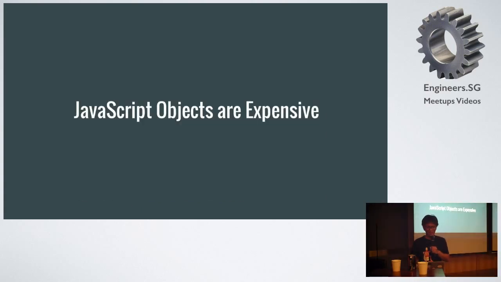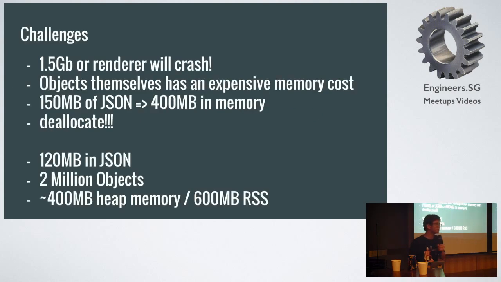So some other things that I learned: JavaScript objects are expensive. One thing you have to take note of is that an Electron process has to be kept under 1.5 gig of memory, otherwise it will crash. I think that's the Node default, right? And objects themselves have a memory cost.